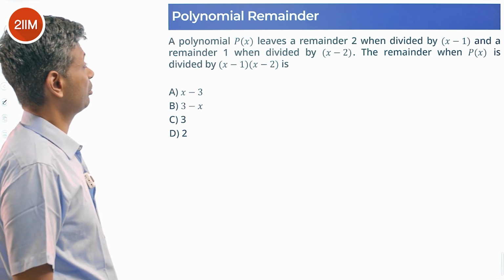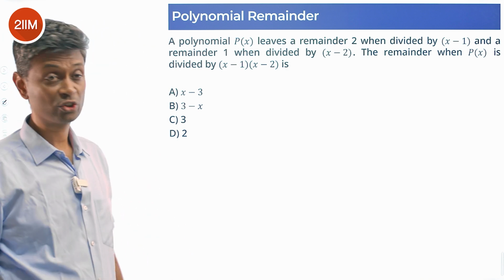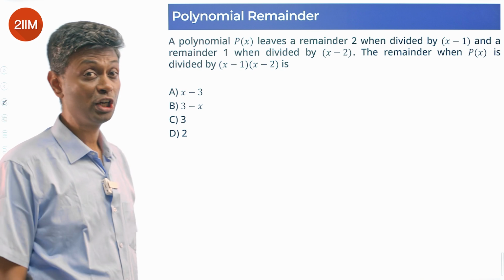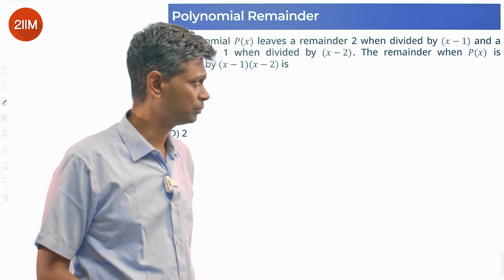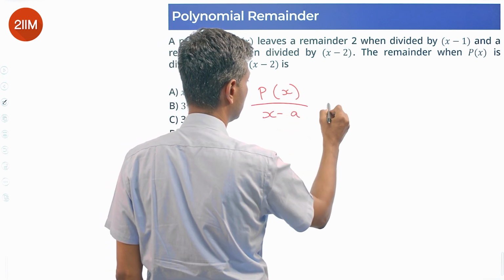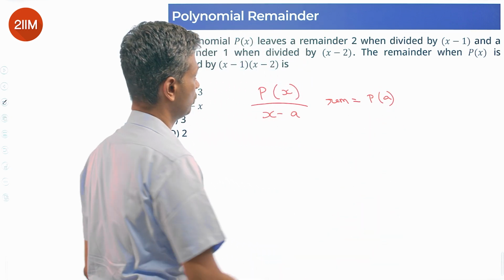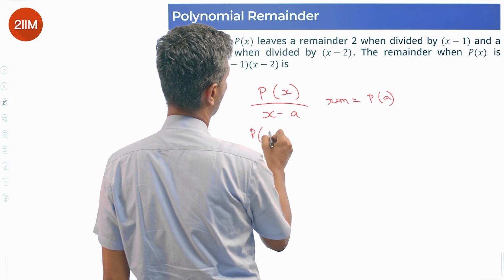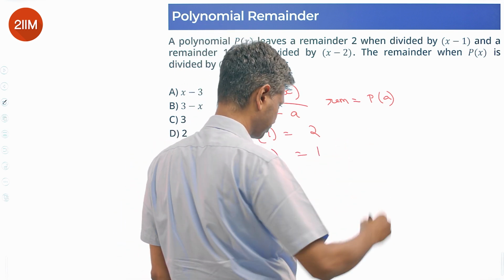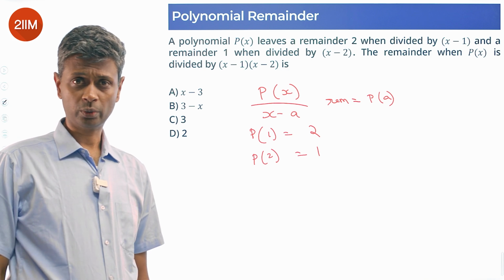Polynomial p of x leaves a remainder 2 when divided by x minus 1 and a remainder 1 when divided by x minus 2. Fine. The remainder when p of x is divided by x minus 1 into x minus 2. It's a beautiful question. Fine. So we know that p of x divided by x minus a, the remainder is p of a. From this we know p of 1 is 2 and p of 2 is 1. Nice, brilliant. P of 1 is equal to 2, p of 2 is equal to 1.